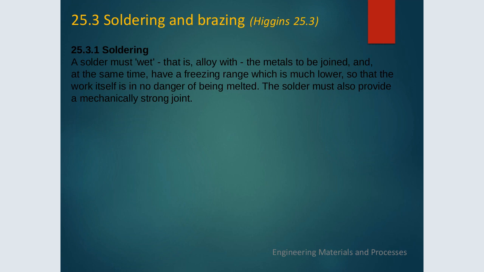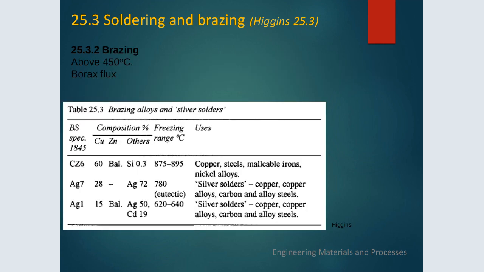And then soldering. When you talk about soldering, we said it is the joining of two pieces of material. It can be similar or dissimilar materials, using a solder gun and solder wire to join. A solder must wet, meaning it must melt and alloy with the metal to be joined, and at the same time have a freezing range much lower, so that there is no danger of the work itself being melted. The solder must also produce a mechanically strong joint.